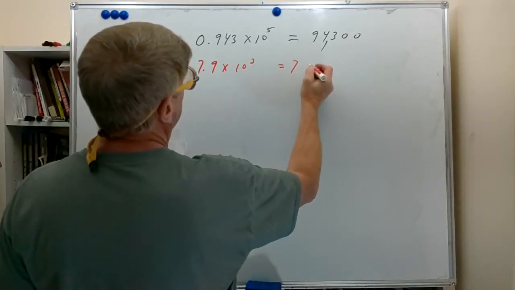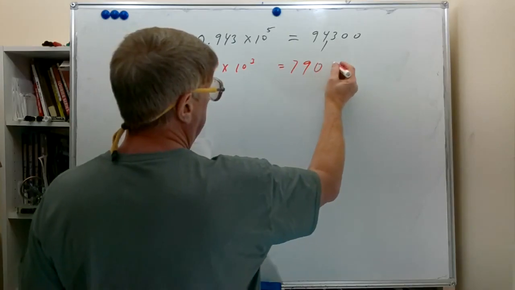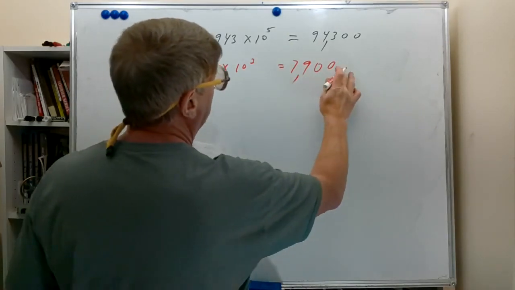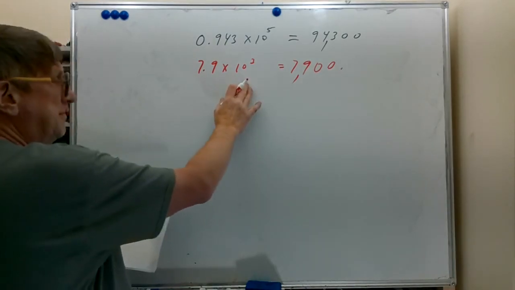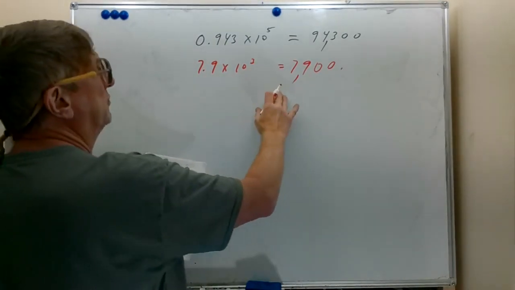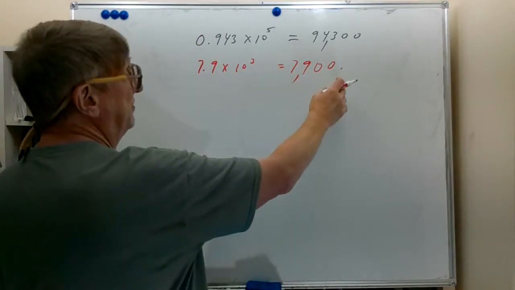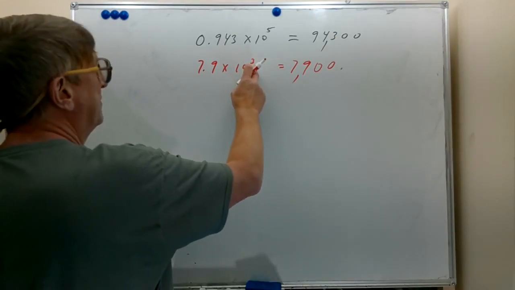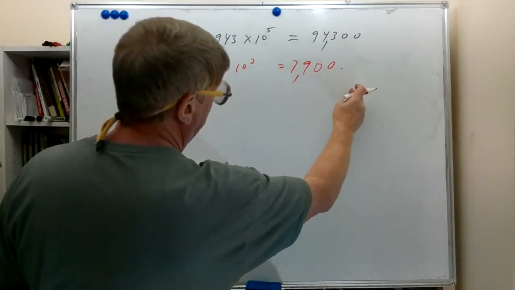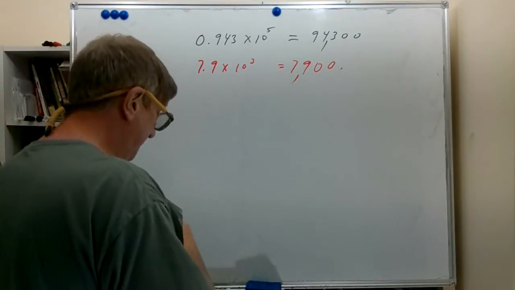So 79 moves at once. We've got to go 3 times, 3 points. So there we go, 7,900. So 7.9 times 10 to the third is equal to 7,900. We got rid of this. We moved the decimal place 3 to the right. Now we're going to have some that we go the other direction.